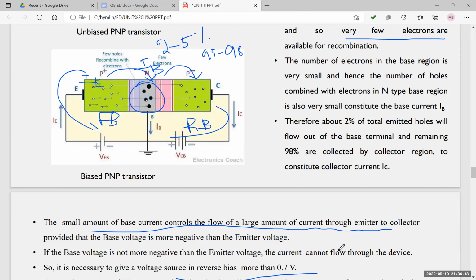The only difference in this case is that the holes are the majority carriers on the P side. So they will recombine with the electrons in the base. Remaining all will be the same. It's very simple. Okay. Thank you, students.